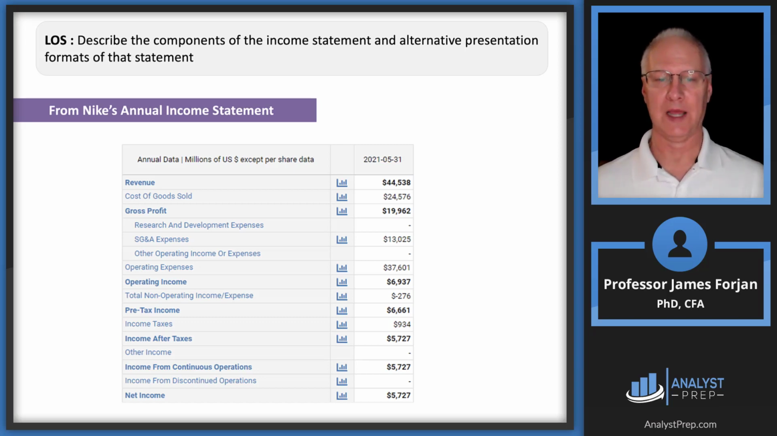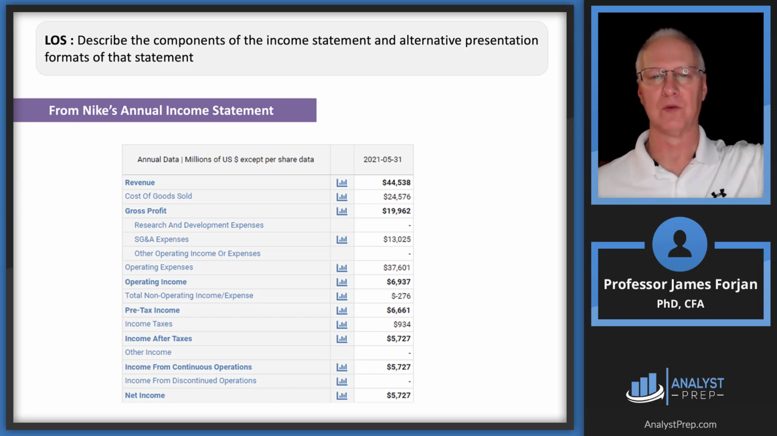And then a firm can have other income. They can have income from continuing operations, which is what that 5727 is. They can have income from discontinued operations, which Nike does not have in 2021. But these would be sales of product lines that they have either discontinued or sold or for some other reason. So down at the bottom, we have net income of 5727.